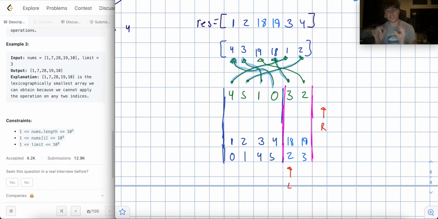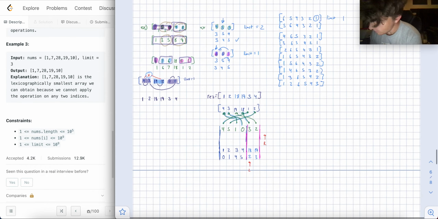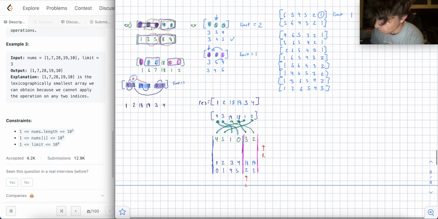A little bit confusing because we're using this pointer solution. But that's essentially what we're doing here.